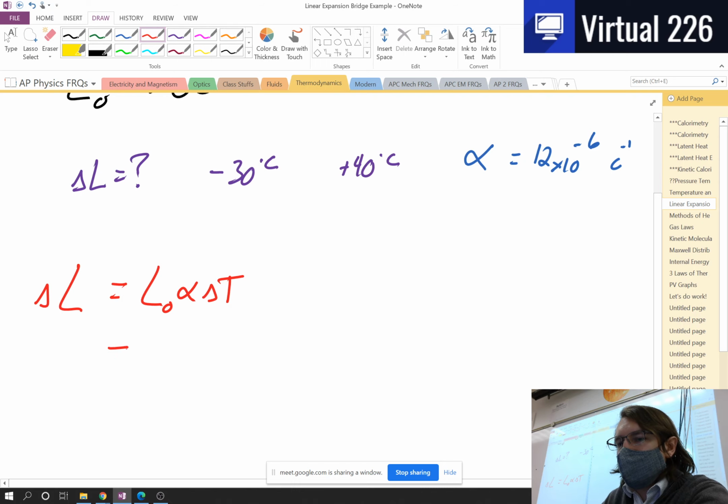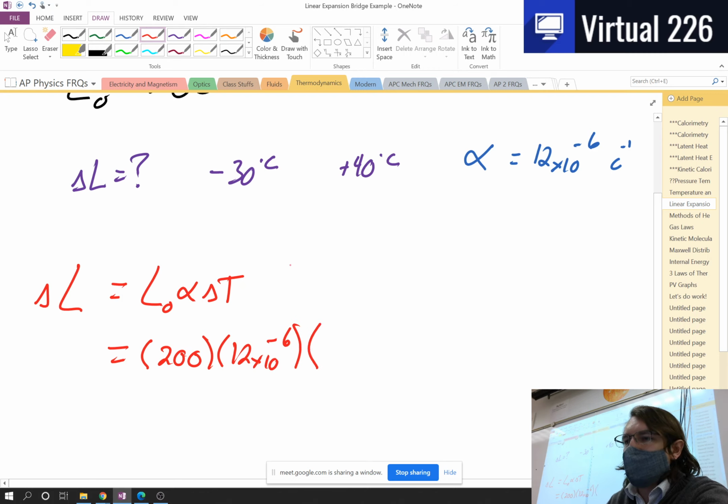In our case here, this isn't difficult to solve at all. We know that's 200. We know this is 12 times 10 to the minus 6th. What we need is the delta T. Delta is always a final minus initial. Our final temperature was 40. Our initial temperature, the bridge was created at, was 20 degrees Celsius.